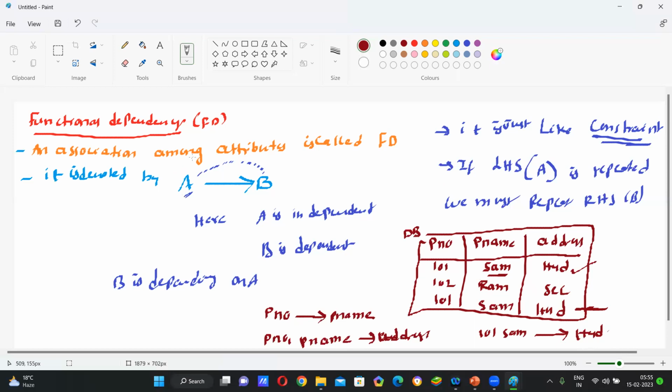Now once again listen, what is functional dependency? An association among attributes is called FD. It is denoted by A arrow B. A functionally determines B. B is dependent, A is independent. The indirect meaning is B is depending on A. It is just like a constraint. If the left hand side attribute is repeated, you must repeat the right hand side. Clear?